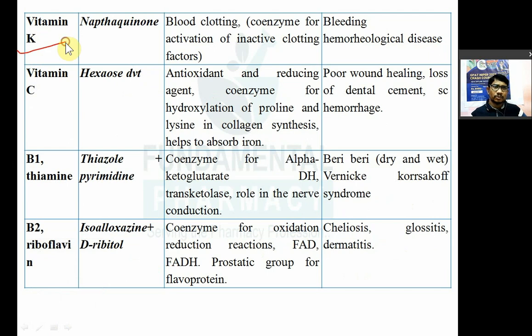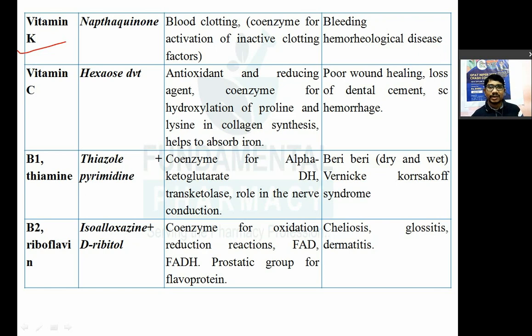There are 3 forms of vitamin K: vitamin K1, K2, and K3. K1 is known as phytoquinone, K2 is known as menaquinone, and K3 is known as menadione. Out of that, vitamin K3 is a synthetic form. In vitamin K1 and K2, you have a naphthoquinone ring with an isoprenoid side chain. But in vitamin K3, you have only the naphthoquinone ring. There is no isoprenoid side chain.